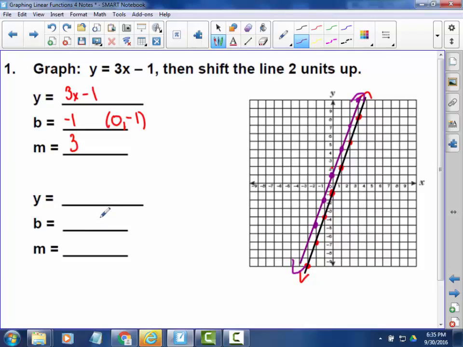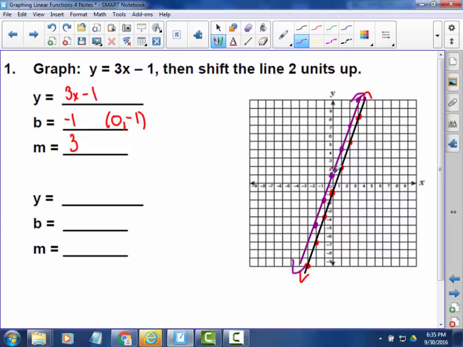Now we have to go about filling this in after the fact. So we've translated the line up 2 units. In order to write the equation, I need to know my slope and y-intercept. These appear to be parallel lines, so I think my slope is the same, but I should probably count just to be sure.